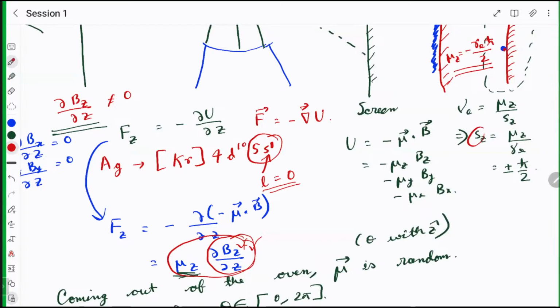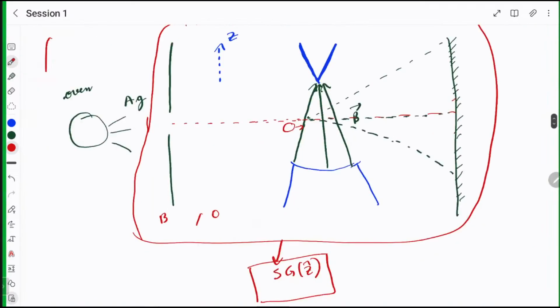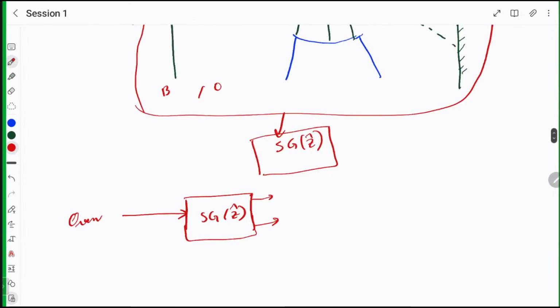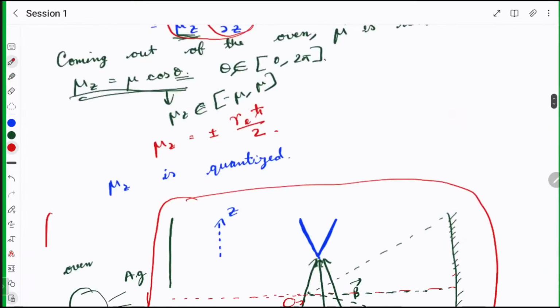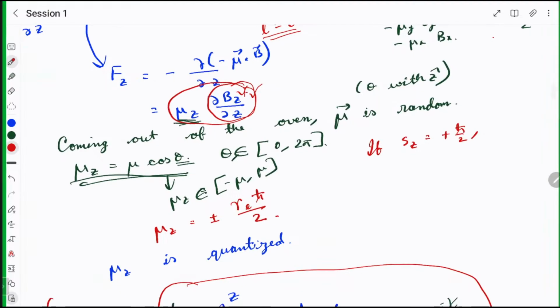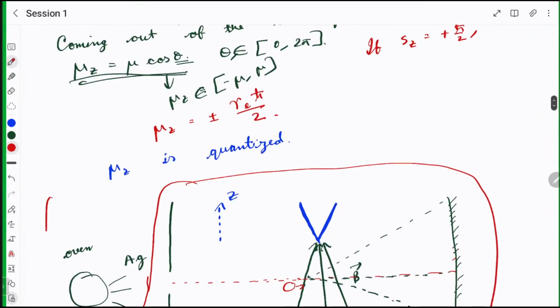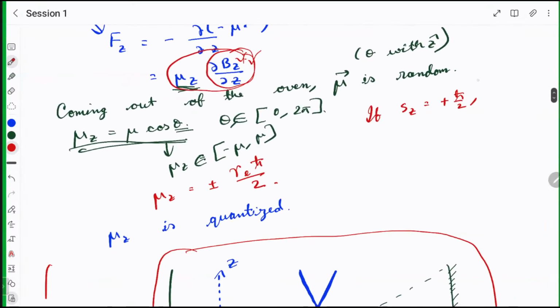Another thing in regard to this: the spin angular momentum Sz component, when it is plus h cross by 2, we will call upspin in the z direction. And if it is minus h cross by 2, we will call it downspin in the z direction.